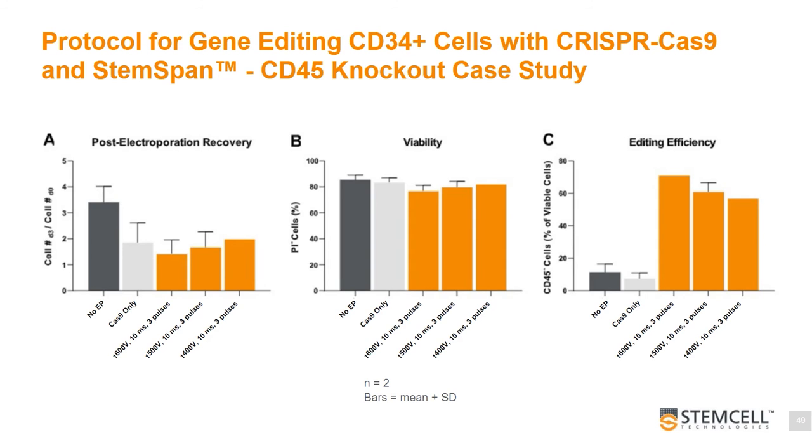Figure B shows cell viability that was measured by PI dye exclusion. And in figure C, CD45 editing efficiency was assessed for non-electroporated control cells, cells electroporated with Cas9 only, and RNP electroporated cells. Overall, the electroporation condition at 1600 voltage is the most optimal in terms of recovery, viability, and editing efficiency.